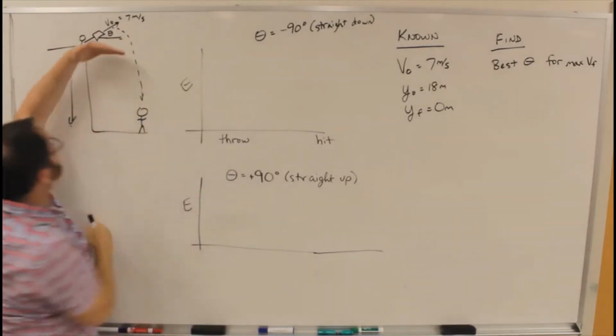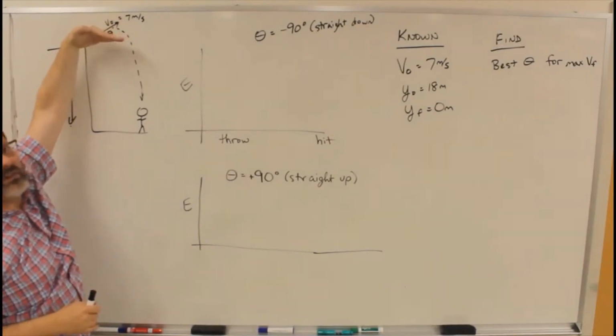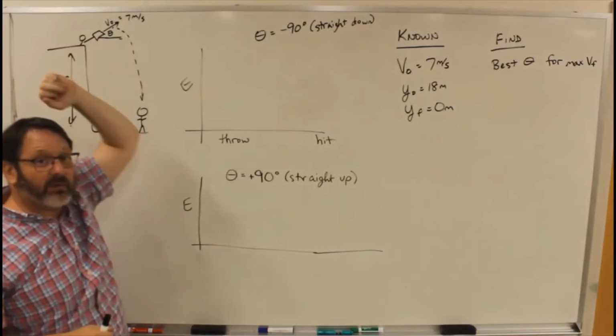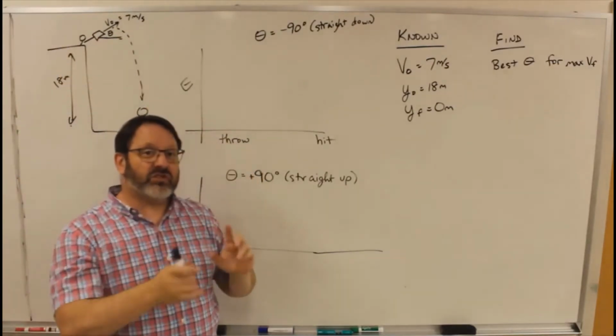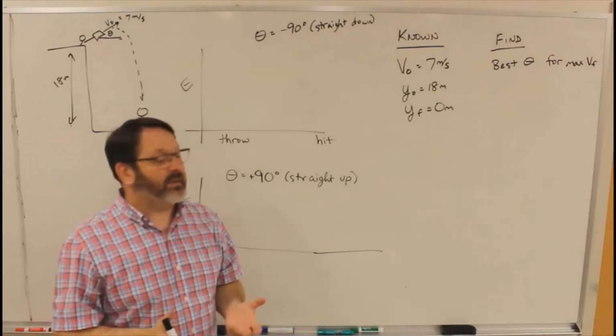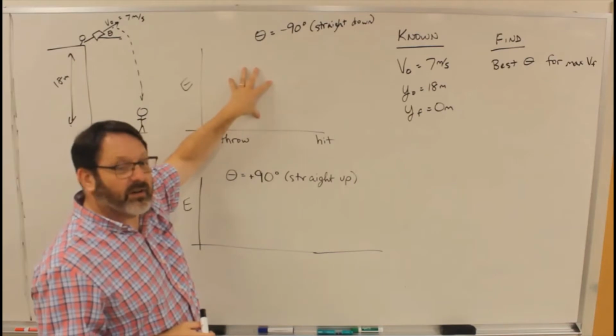Theta could be anywhere between straight up, positive 90 degrees, it could be 0, or it could be negative 90 degrees, which would be straight down. So I'm going to consider just the two extremes, straight up or straight down. Before we found that it was the same, it didn't matter. So this time we're going to use energy bar graphs.